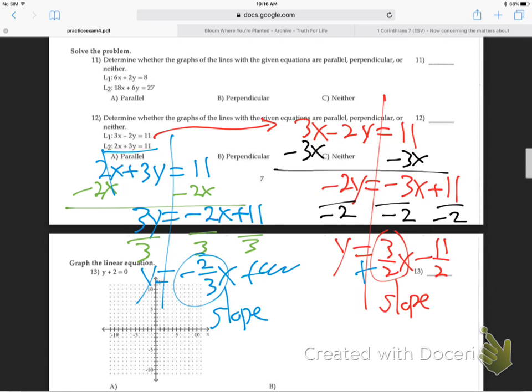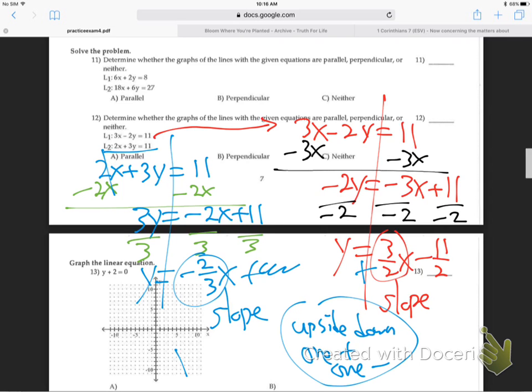It's got to be upside down, one positive, one negative. When they are, that is perpendicular. That's what perpendicular is: upside down, one positive, one negative, all the way completely opposite. Parallel, the one we just did, is exactly the same. Perpendicular is completely the opposite. And if it's anywhere in between, just a little different, then that's neither. So this one's perpendicular. Good? All right.